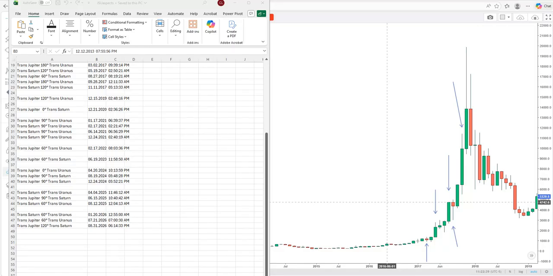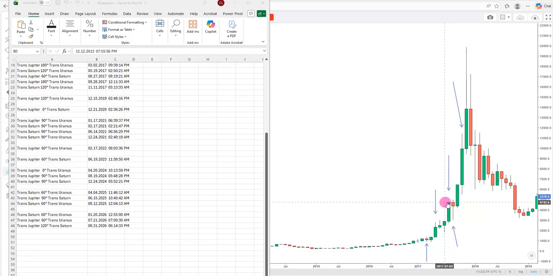In 2017, there are 5 aspects. We've got March, May, August, September, and then November. The first one is low here in March. The May aspect was just before the high came in June. We had a high in August with a low in September.